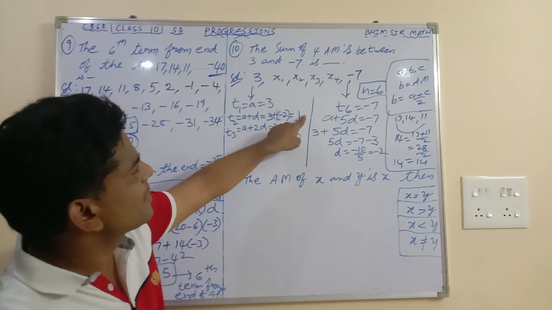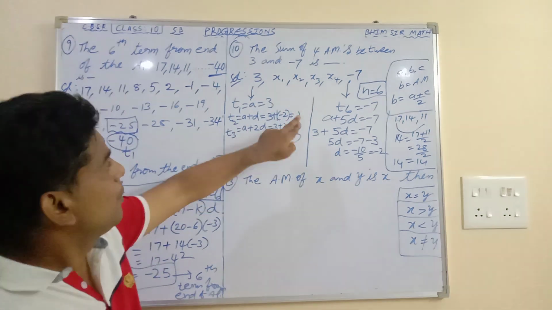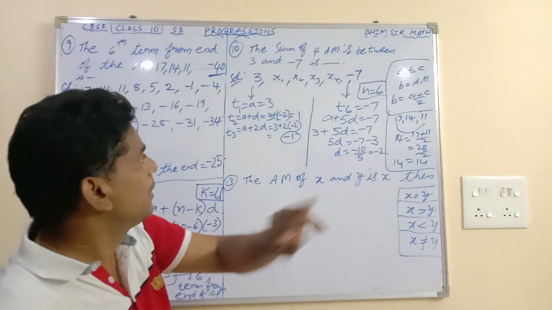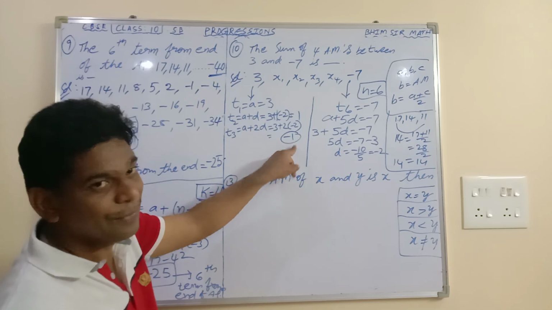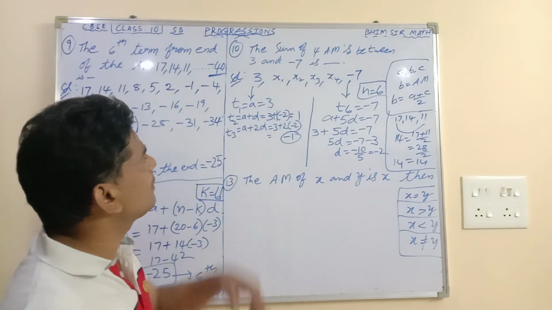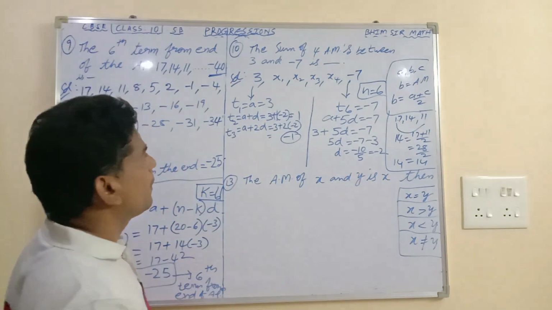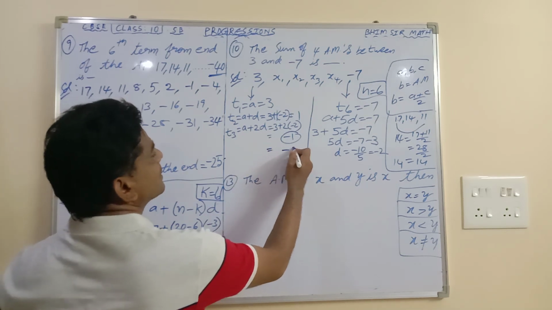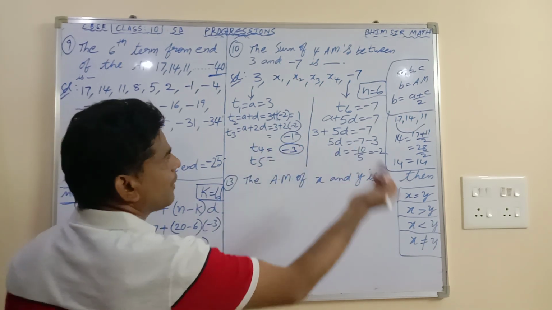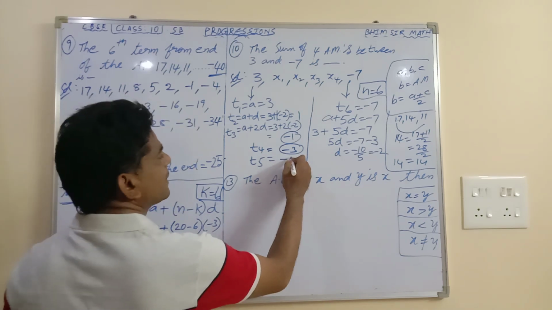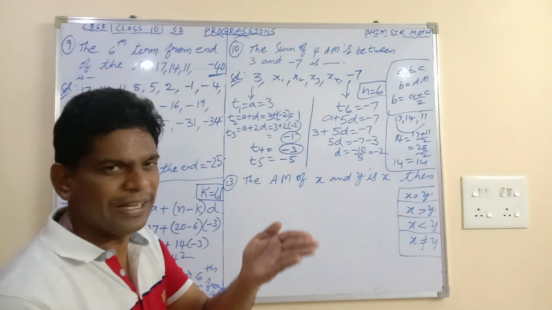First term, what is the difference? 1 minus 3 is minus 2. So it is decreasing by 2. After 3, 1 came. After 1, minus 1 came. After minus 1, minus 3 will come. After minus 3, the next term will be minus 5. T4 is minus 3 and T5 is minus 5. Decreasing by 2.